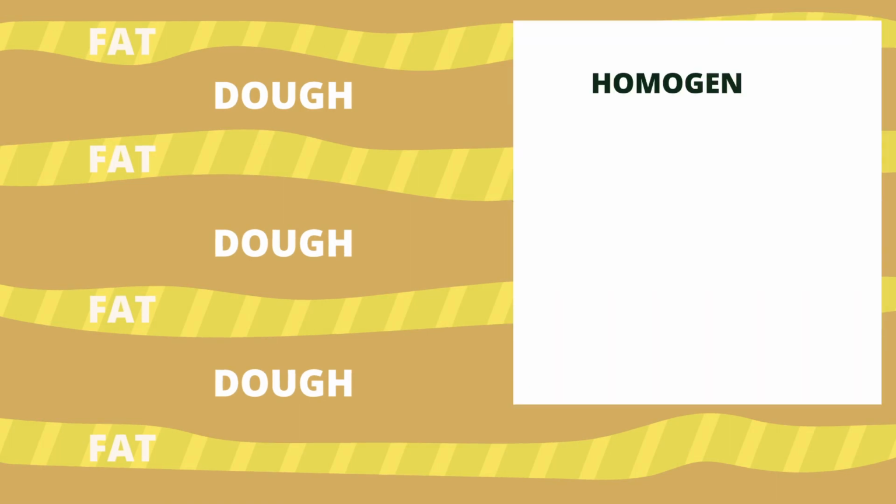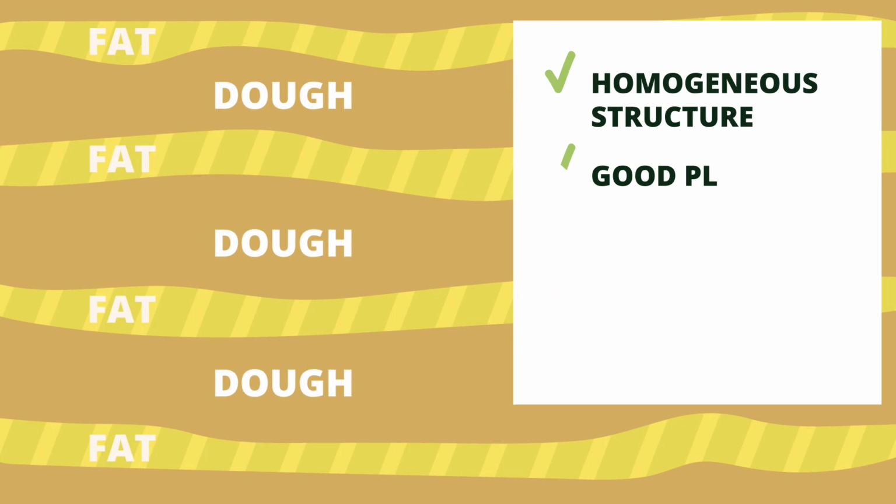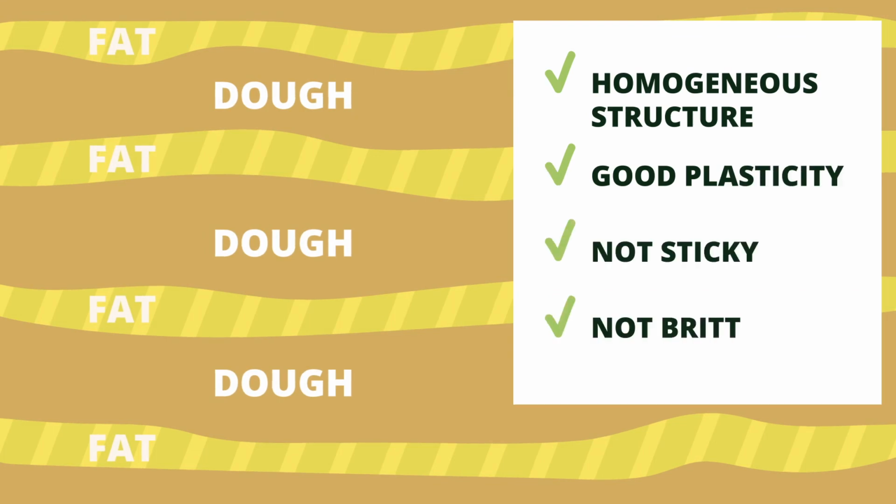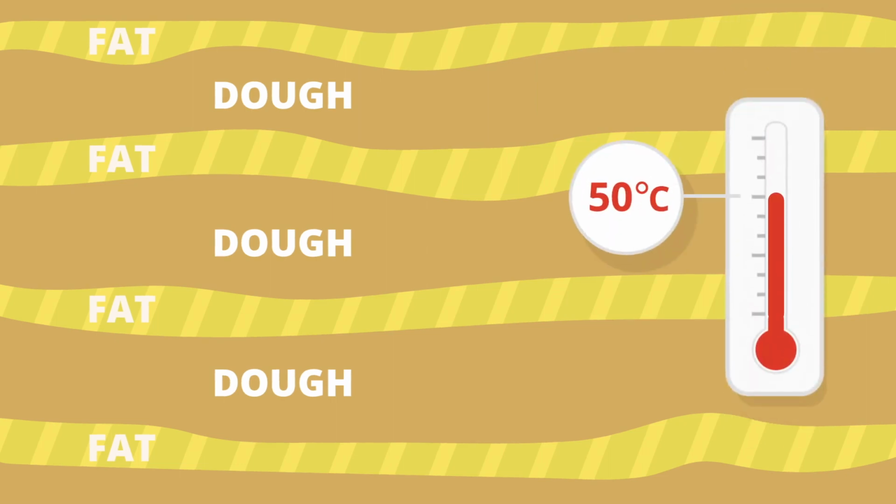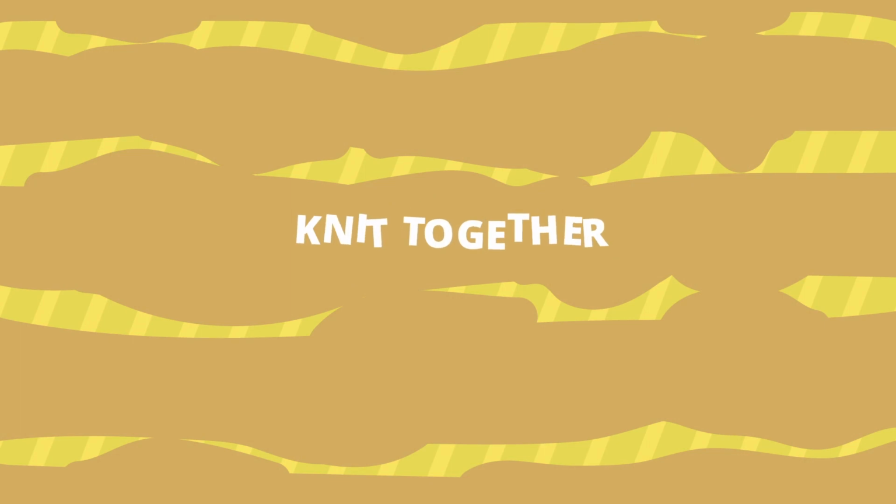The fat needs to have a homogeneous structure, a good plasticity, should not be sticky, and should not be brittle. Therefore, you need a fat with a relatively high melting temperature. If the fat is too soft, it soaks into the dough during baking. The dough layers knit together too closely, and the layering effect is lost.